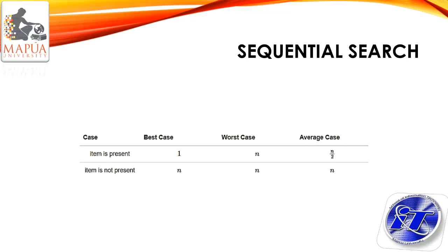So what is the best case, worst case, average case? If the item is present, definitely the best case is 1, wherein the value that we're looking for is on the first element, while the worst case is when it's on the last element of the array. So that's why it's n. But the average case is n over 2. If the item is not present, the best case, worst case, and average case are the same, which is equivalent to n. So as we increase the number of elements in an array, the worst case also increases. So that's one of the problems of sequential search.